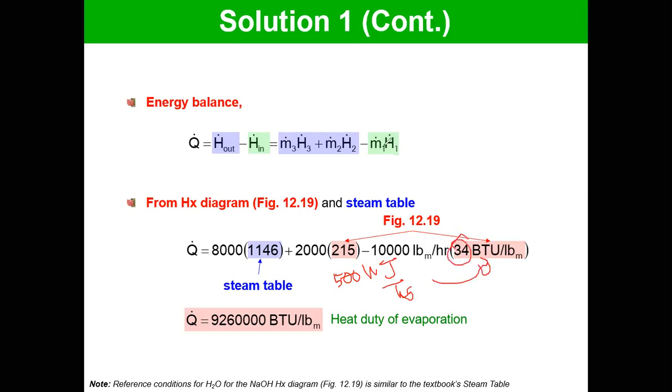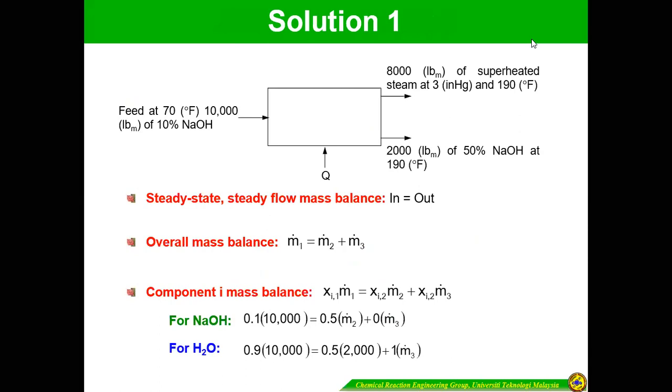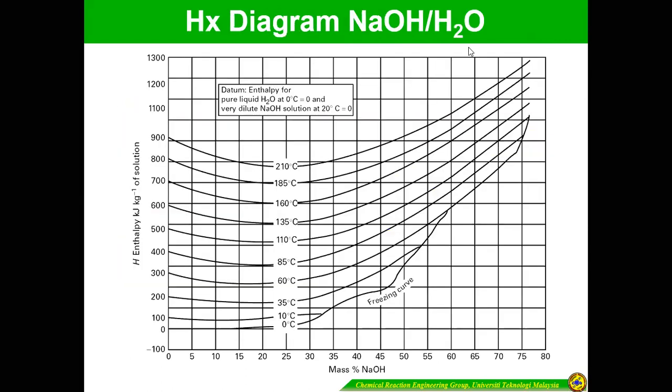Similarly also for H1. If you look at here, it is 10%. So you have to refer to 10%, around 20 degrees C. How to read this table? 10%, around 20 degrees C, I think it's just around here, around below 100 something. So you can get 34 BTU per pound mass.